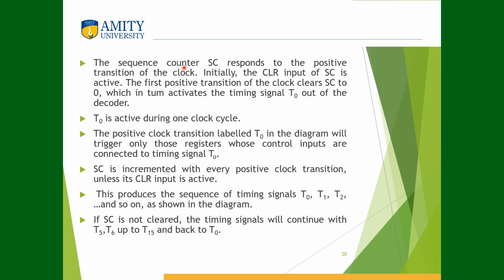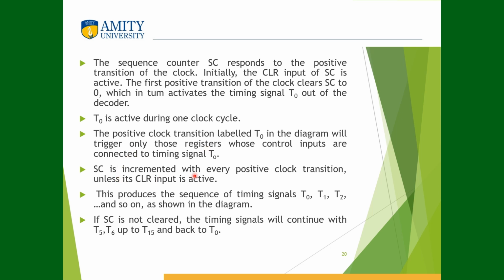Hence, the sequence counter responds to the positive transition in the clock. Initially, the clear input of the sequence counter is active, and the first positive transition clears the sequence counter to 0, which in turn activates time signal T0 out of the decoder. Hence, we had T0 active in the beginning for one clock cycle. The positive clock transition labeled T0 in the diagram will trigger only those registers whose control inputs are connected to T0. Hence, whenever T0 is active, only the registers connected to T0 are triggered and executed.